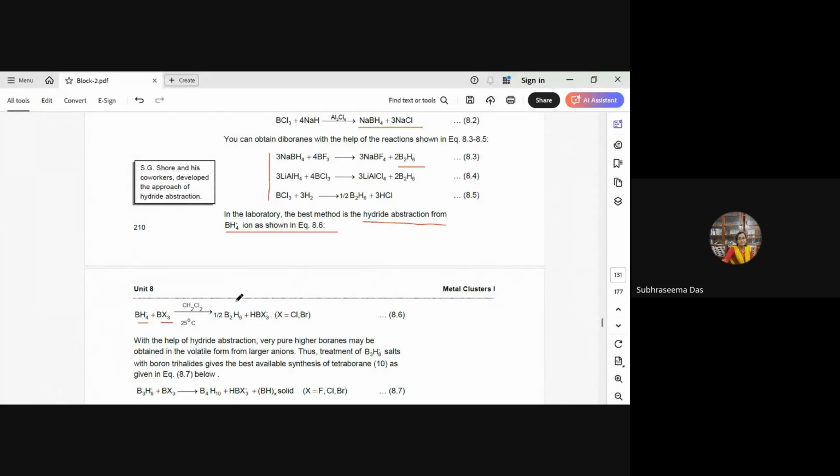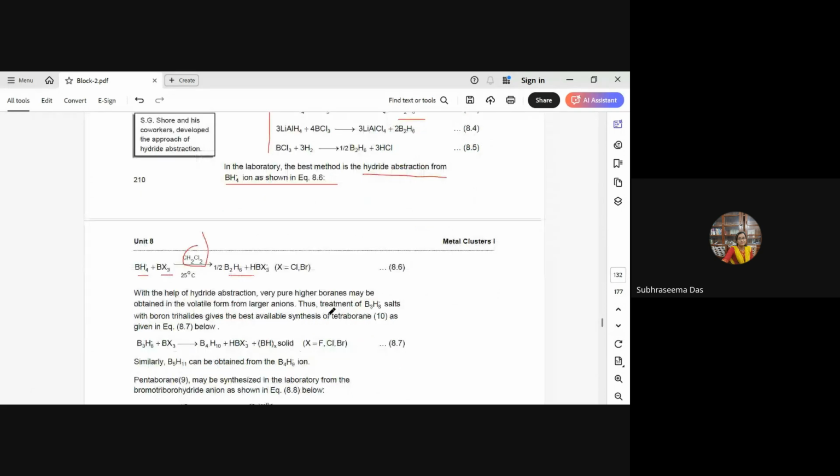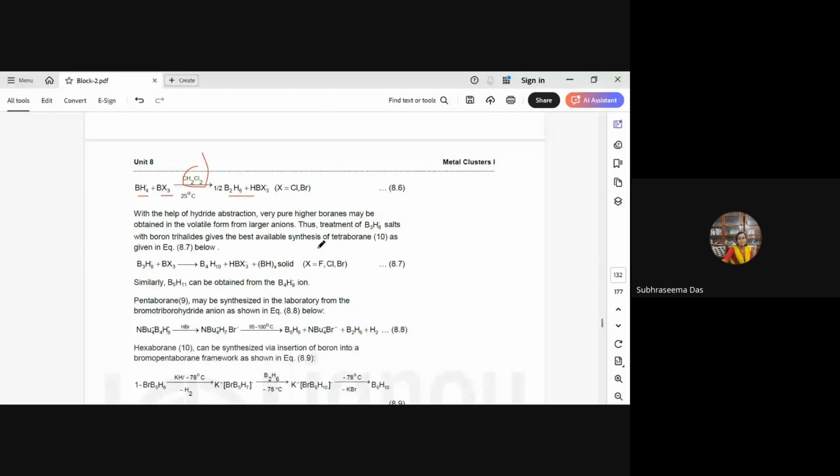BH4 minus plus BX3 in presence of DCM, dichloromethane, forms B2H6. This is the most commonly used laboratory method of preparation of diborane. Now, with the help of this hydride abstraction, higher boranes may be obtained in the volatile form of larger anions. Thus, treatment of B3H8 minus salts with boron trihalides gives the best available synthesis of tetraborane.